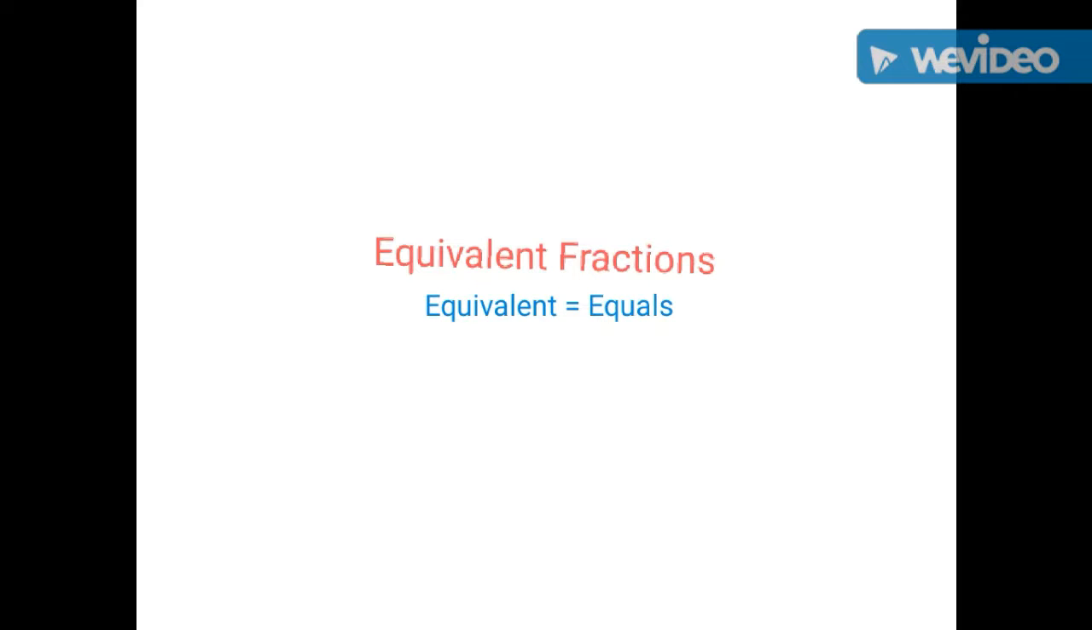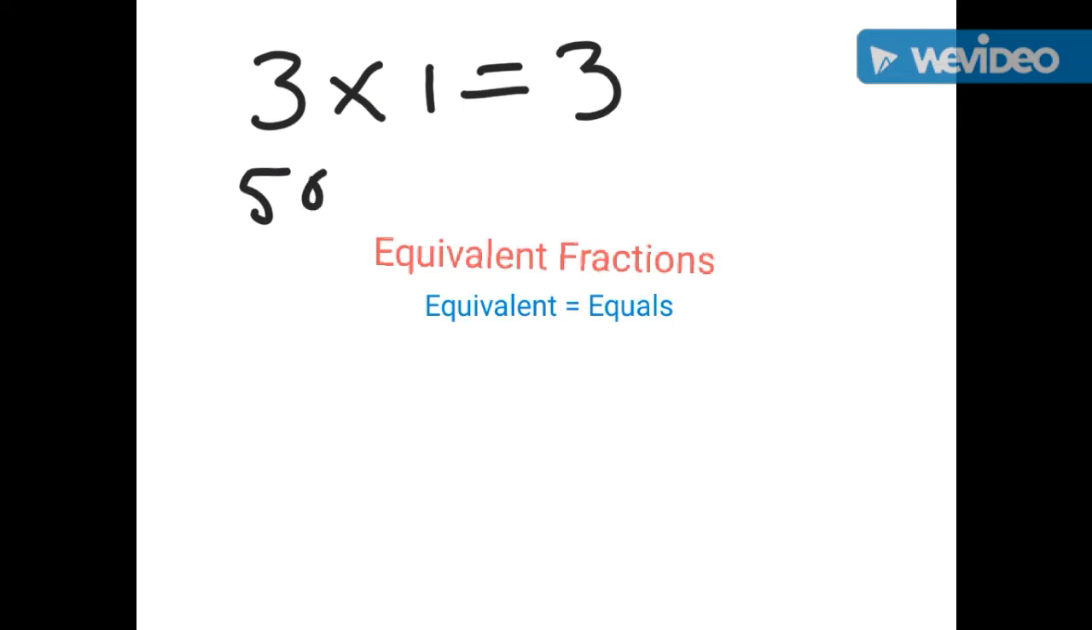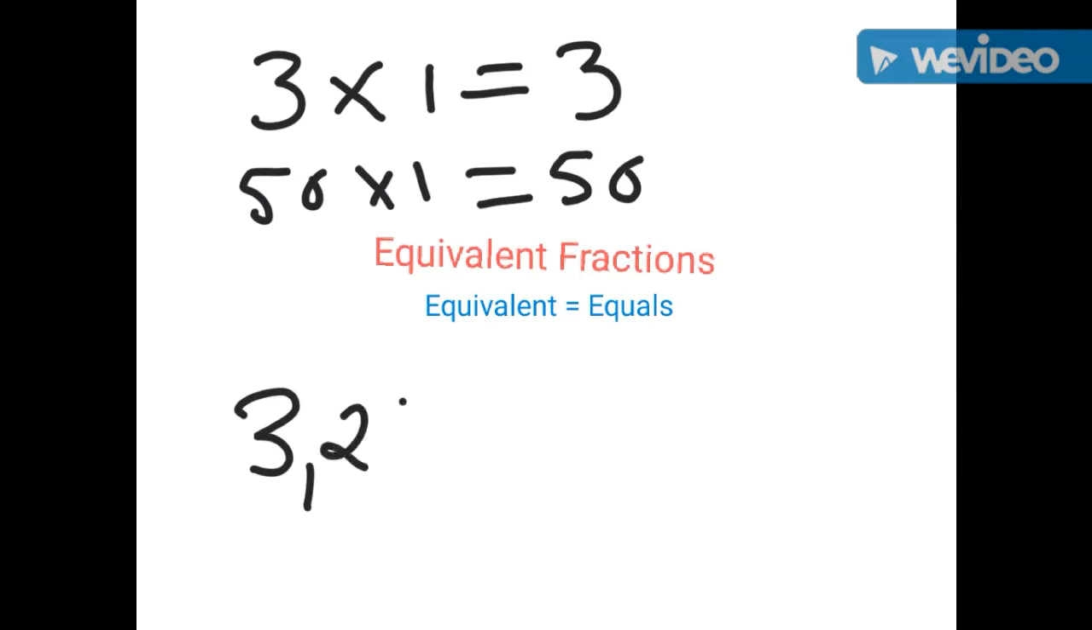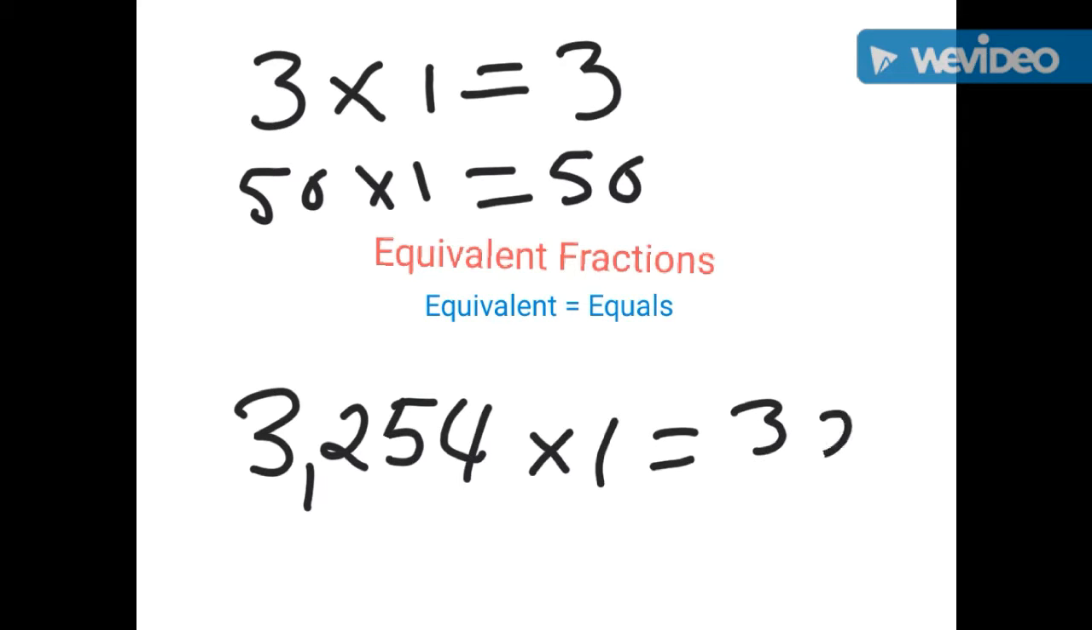Whenever you multiply a number by 1, like 3 times 1, you know your product is going to be the same as your original factor. So 3 times 1 is still going to be 3. 50 times 1 is still going to be 50. So the product is the same as your original factor. No matter what kind of number it is, it can be 3,254. If you multiply that by 1, you're still going to have 3,254. Don't forget my comma.